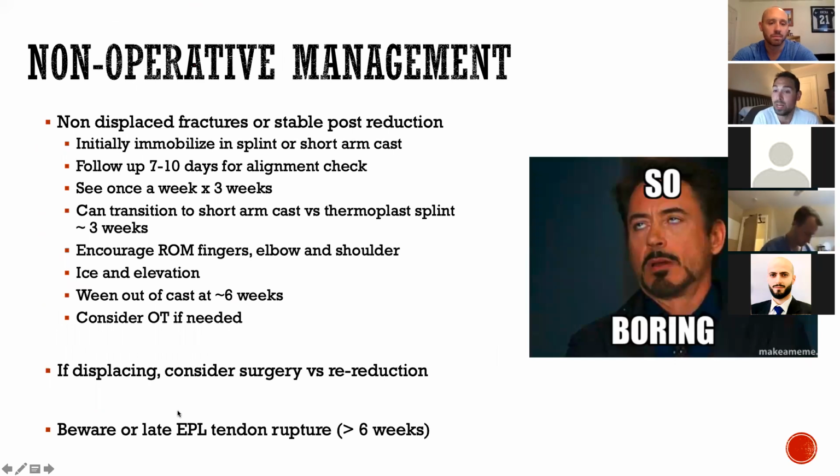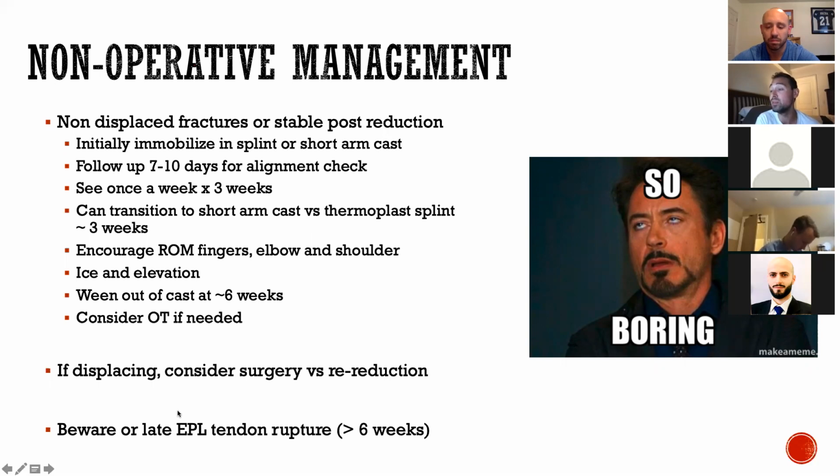So non-operative management, the boring stuff, none of us want to do this, but this is how you would manage a stable or non-displaced distal radius fracture in the outpatient setting. And what you would tend to do is basically immobilize them after the reduction, follow them up at about 1 week and get an x-ray to make sure they have not displaced, then follow them weekly for about 3 weeks. And you can transition them at that point either into a short arm cast if you had them in a splint, or some custom-made thermoplast splint.